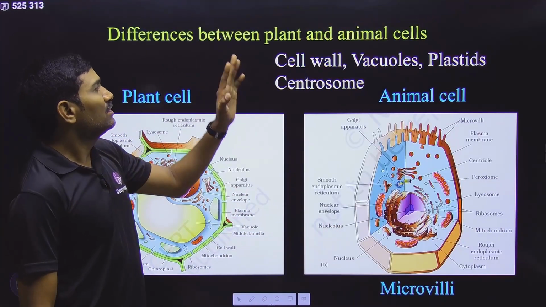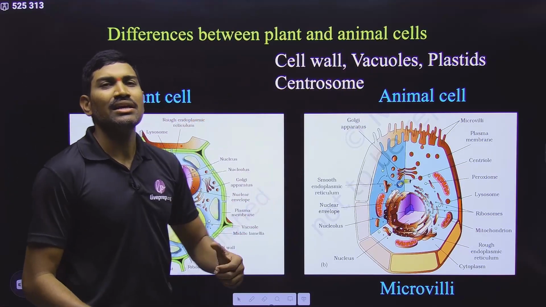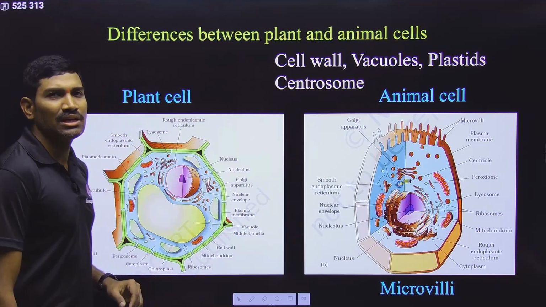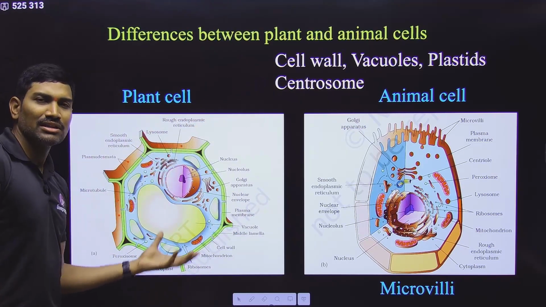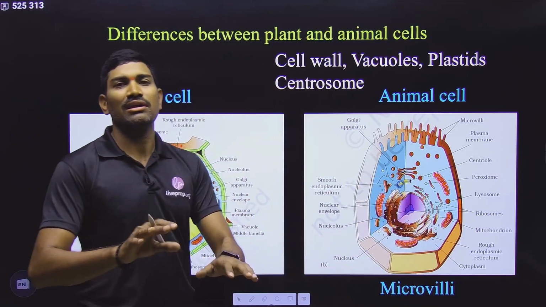Okay, next one. So major differences between plant and animal cells. With respect to some of the components, we can find the differences with respect to the cell wall. So with respect to cell wall, regarding the plant cell, if you are observing, plant cells are having the cell wall, whereas animal cells, they do not have the cell wall.